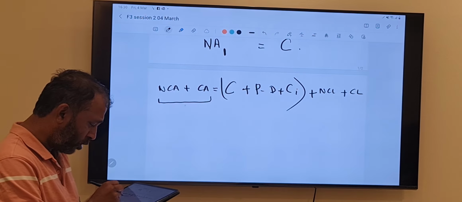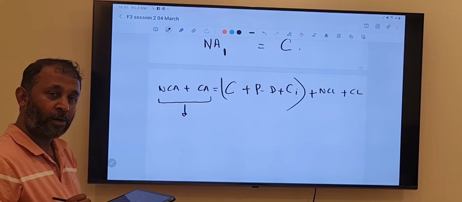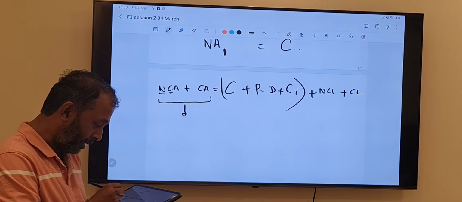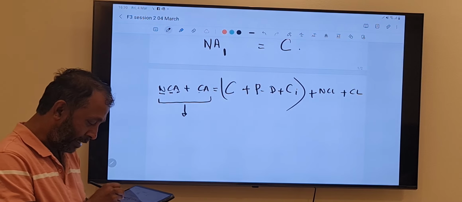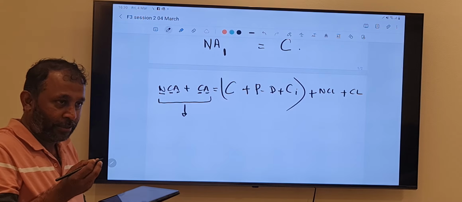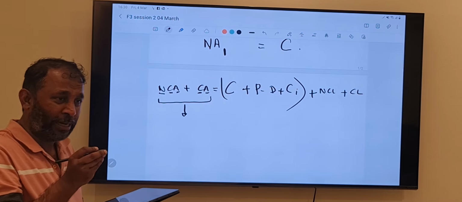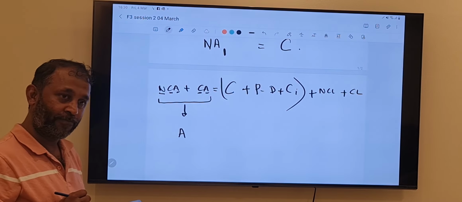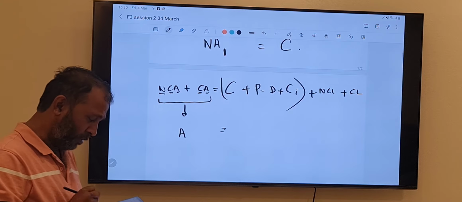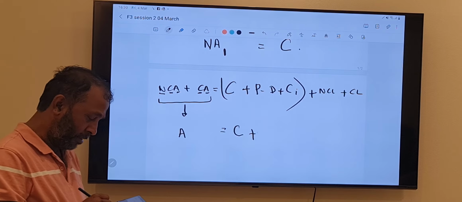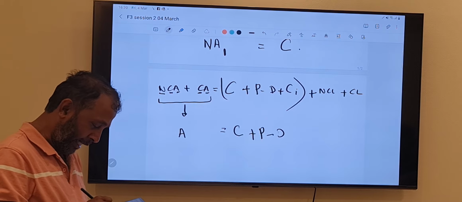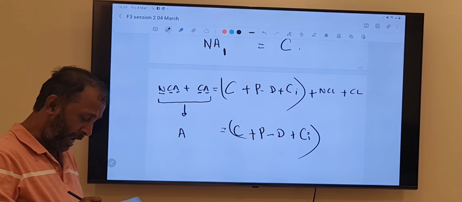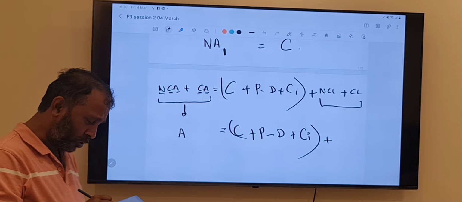Now, if I take the total of these two, how can you say? Non-current assets plus current assets. In other words, that is total assets. Correct. So can I write A is equal to C plus P minus D plus CI. And what is the total of these two?